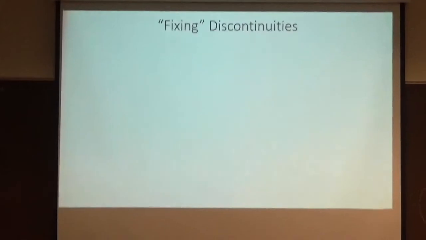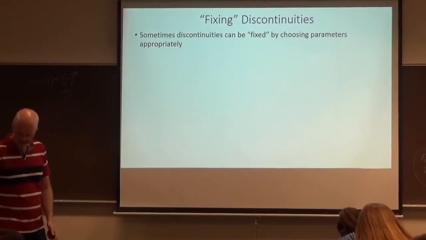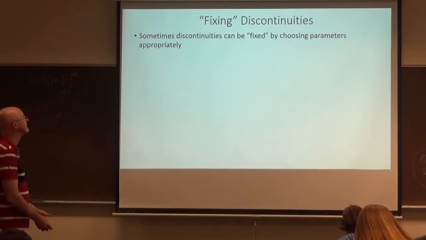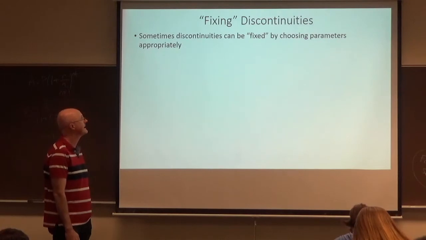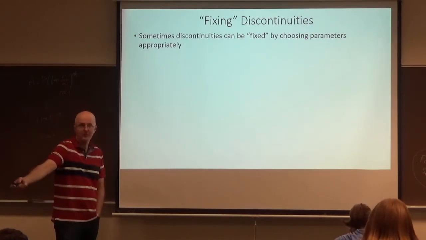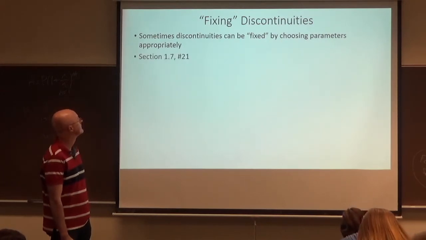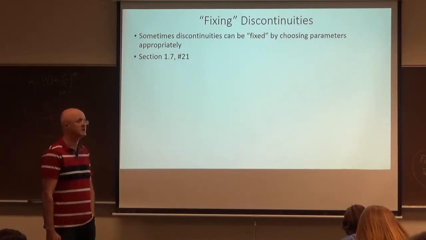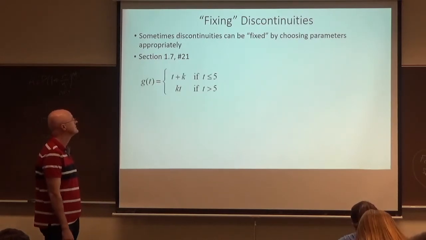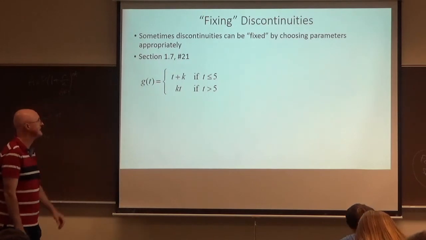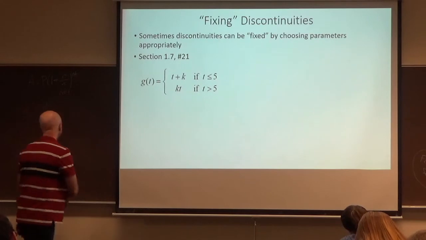How do you fix discontinuities? You have some homework problems like this. This is our last slide before the break. Sometimes discontinuities can be fixed by choosing parameters appropriately. I might put an exam question like this on Friday's exam. Take number 21 from section 1.7. It was one of your completion problems. This one right here. G of t is piecewise defined to be t plus k if t is less than or equal to 5, and kt if t is greater than 5.